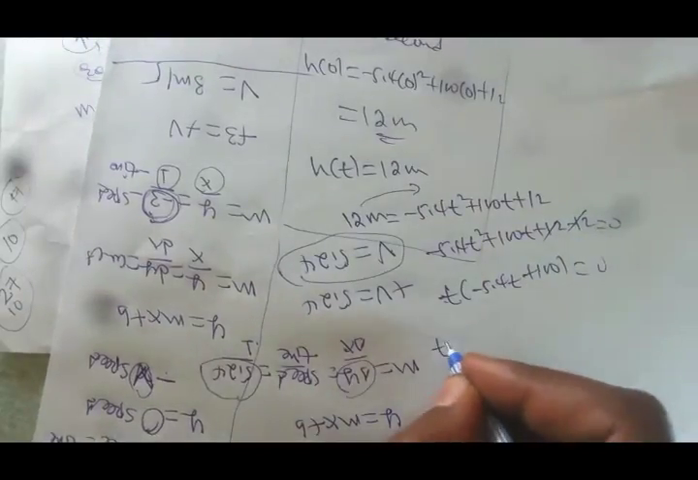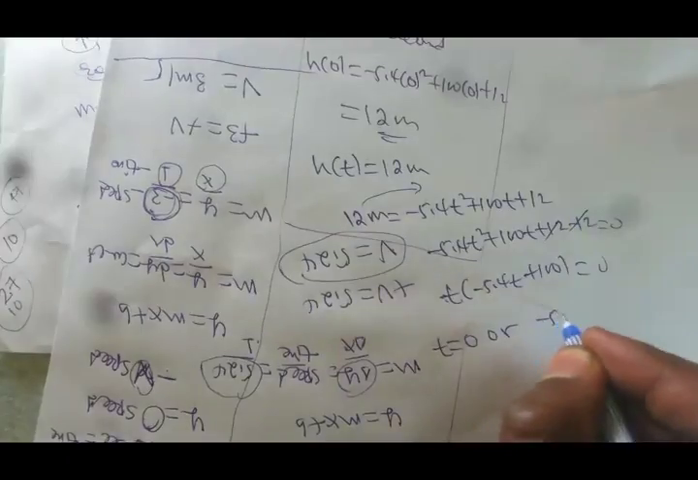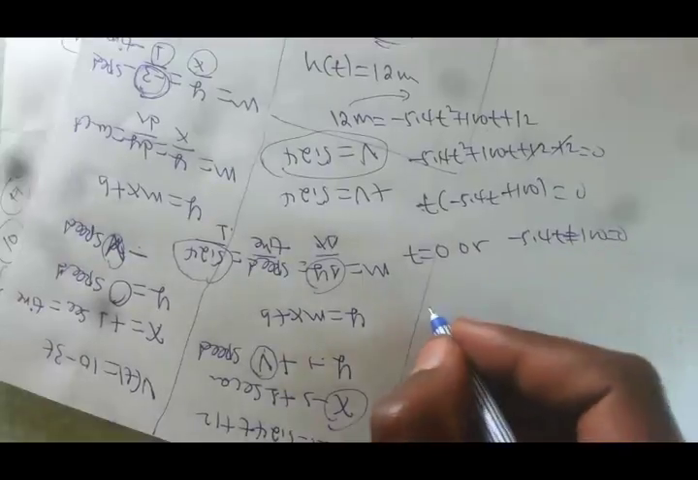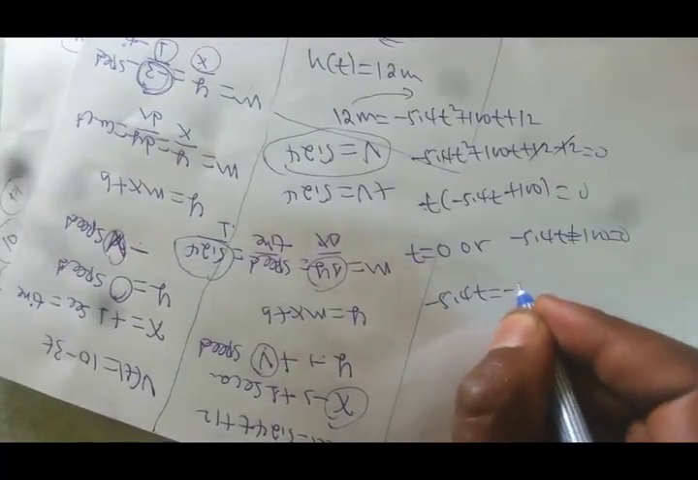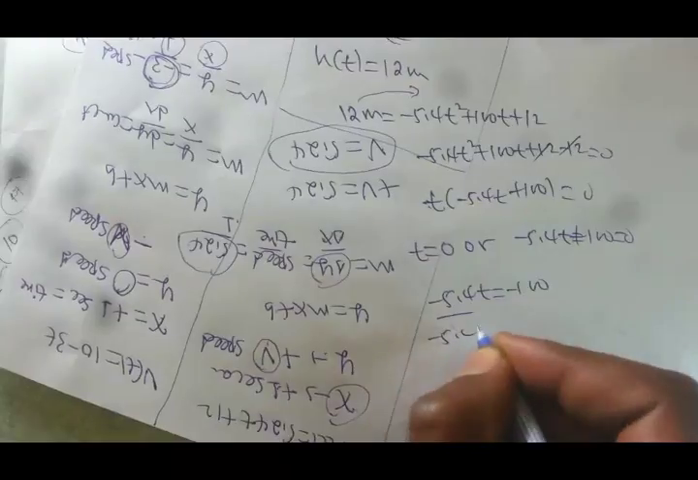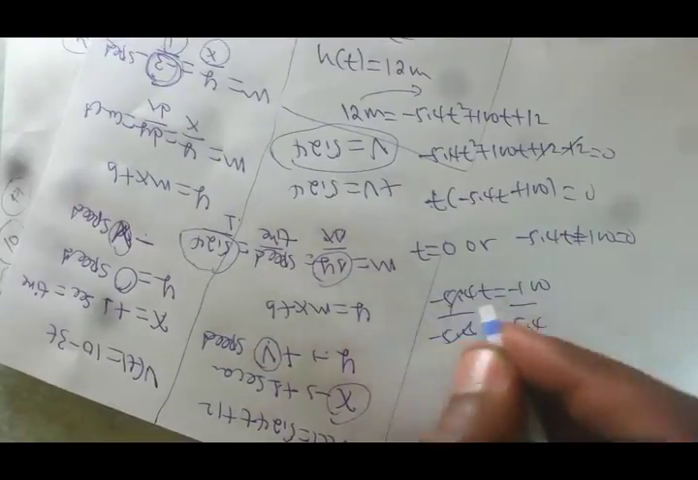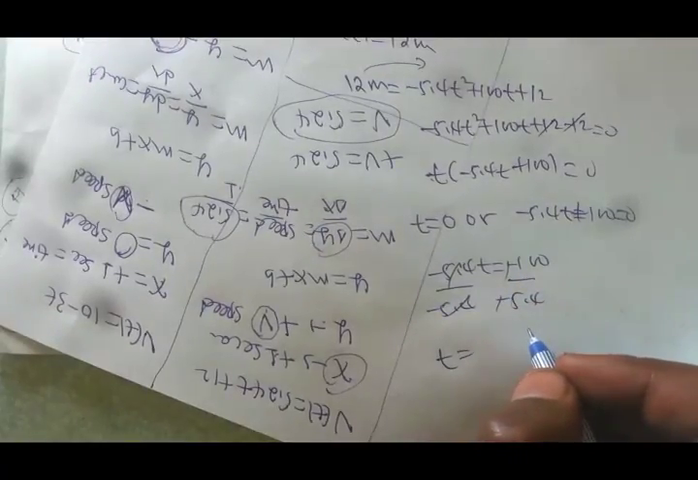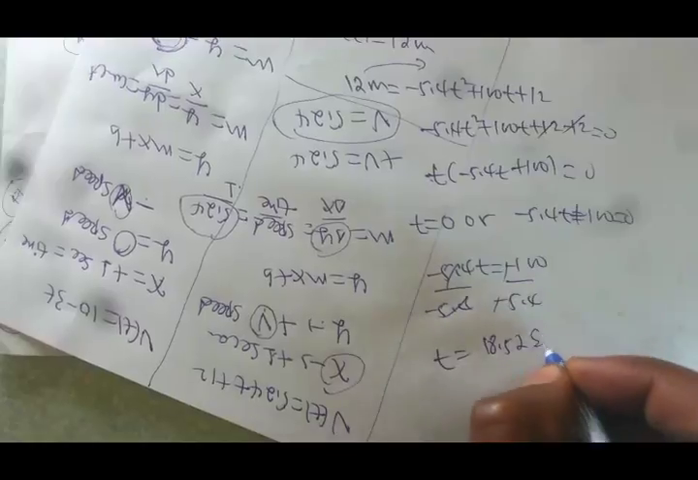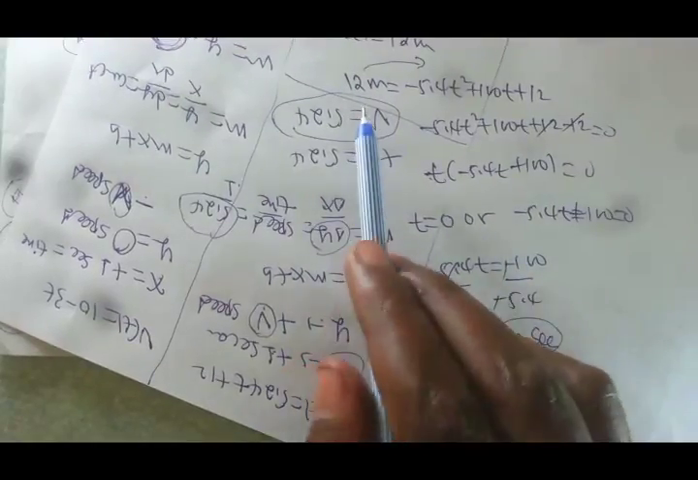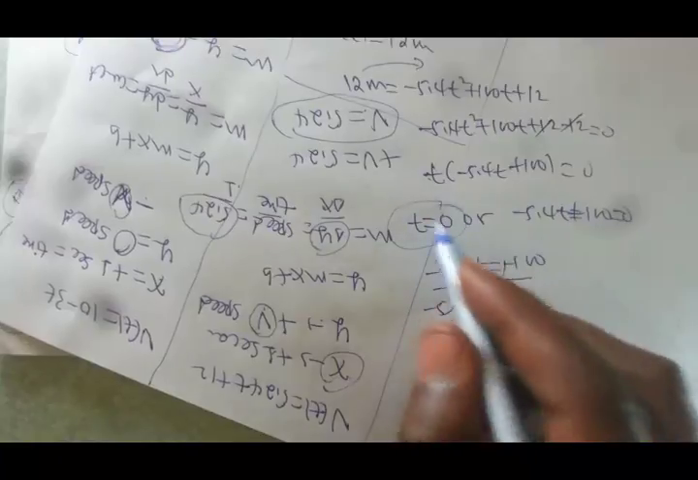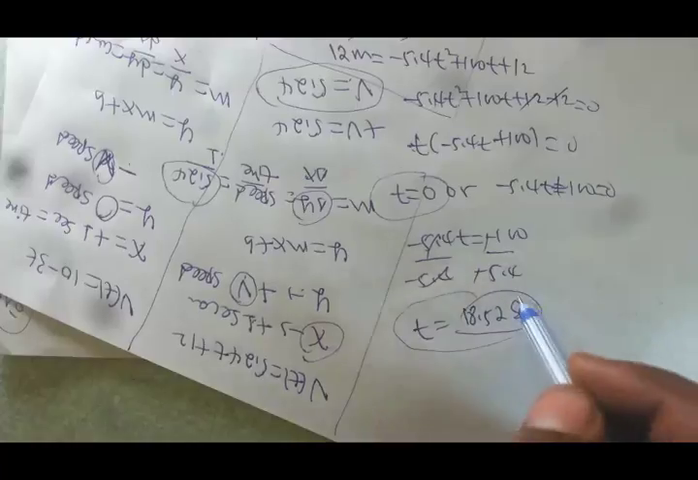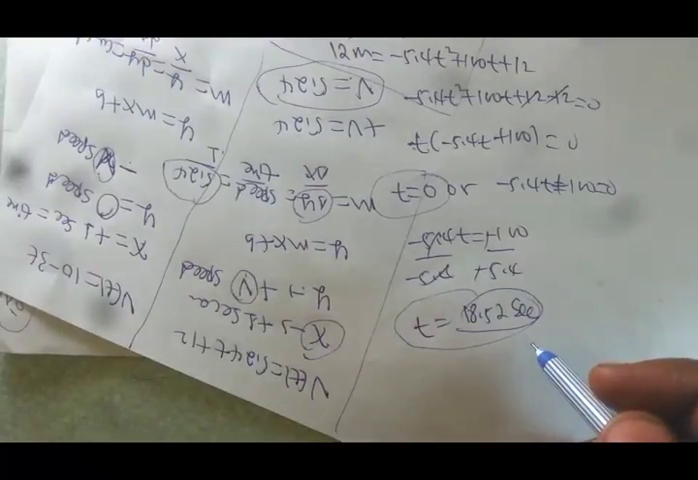So t equals 0 or minus 5.4t plus 100 is equal to 0. Therefore minus 5.4t is equal to minus 100, divided by minus 5.4 on both sides. So the time t is equal to negative 100 divided by negative 5.4, which is 18.52 seconds. So the ball will be at the height of 12 meters when the time was 0 seconds, or the ball will be at the height of 12 meters when the time was 18.52 seconds.